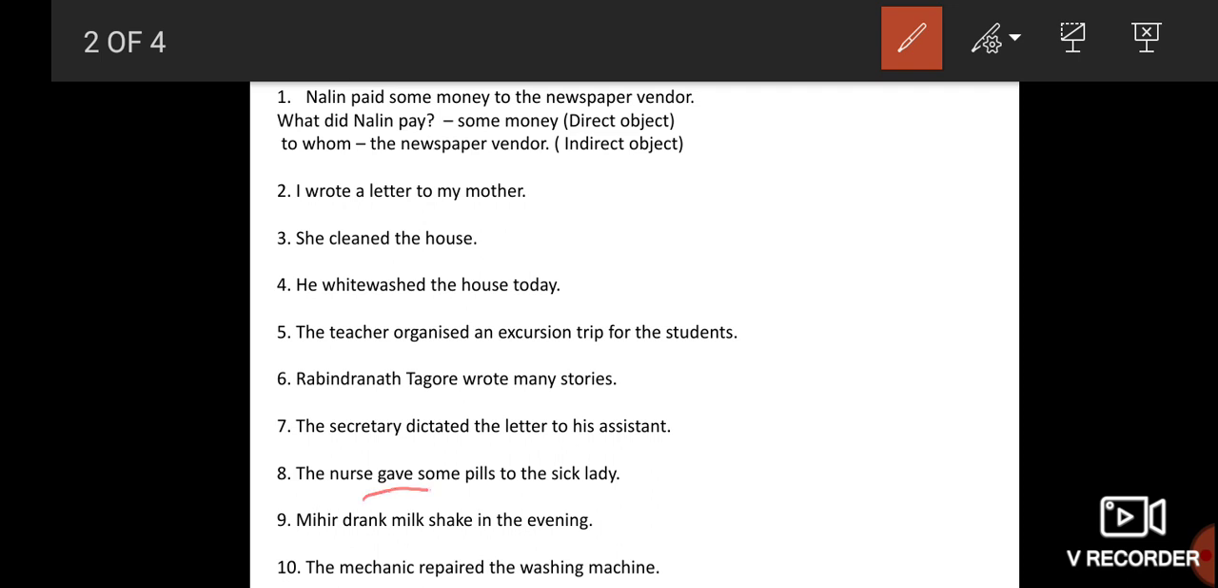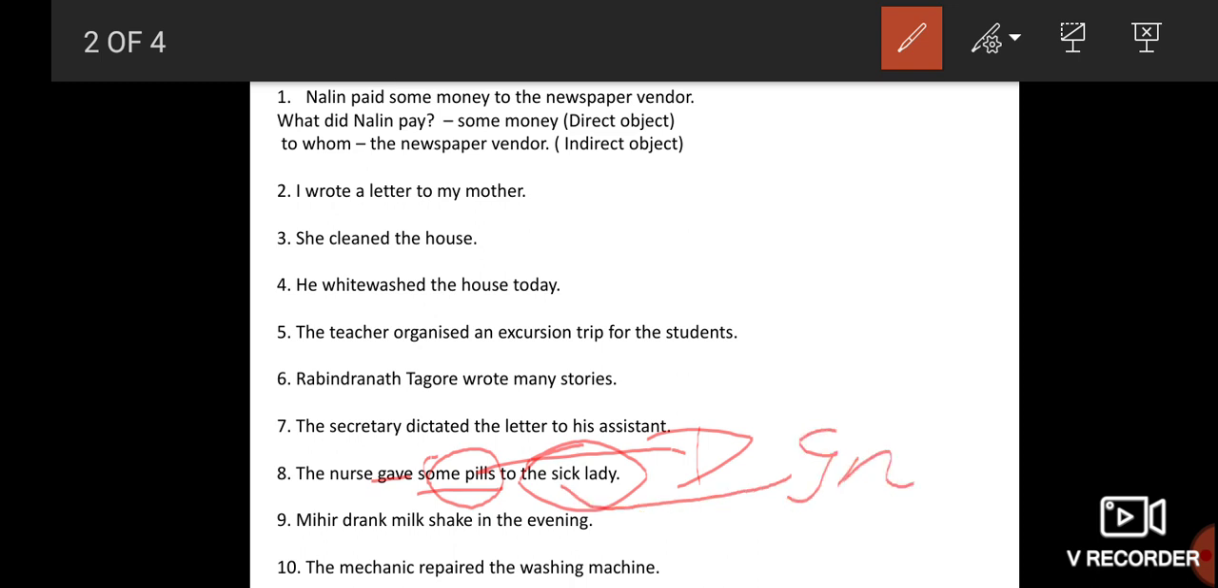Gave. This is a transitive verb. You have to only underline this verb. Some pills, this is the direct object, and to the sick lady, this is the indirect object. Some pills, this is the direct object, and the sick lady, this is the indirect object.